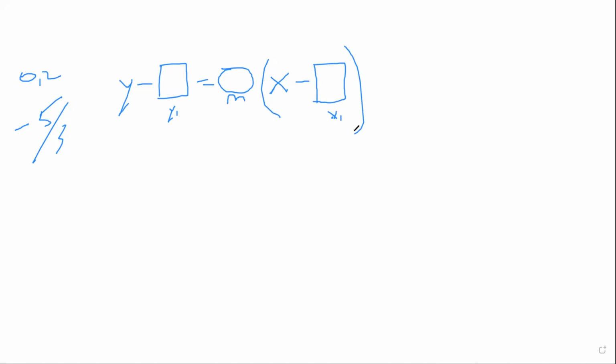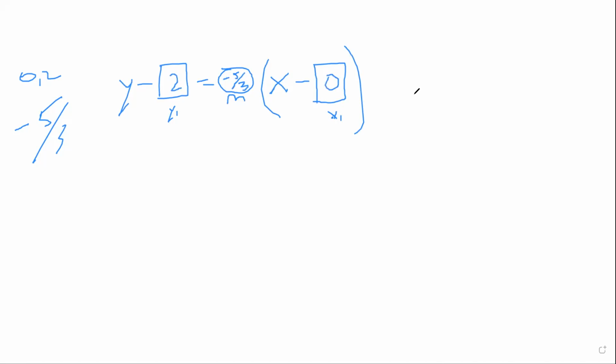Okay, so what goes in that first box? 2. 2 goes in the first box, right? And what goes in the circle? Negative 5 over 3. Yes, don't forget the minus sign. Negative 5/3. And so 0 has to go here.